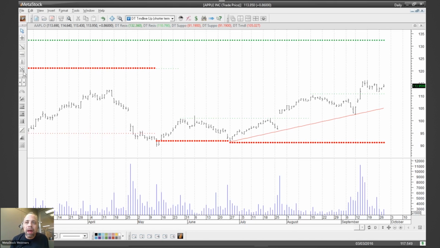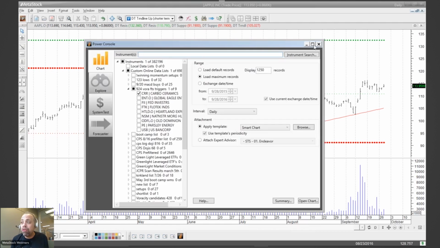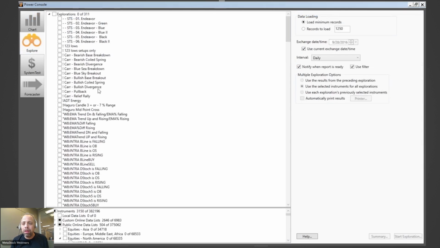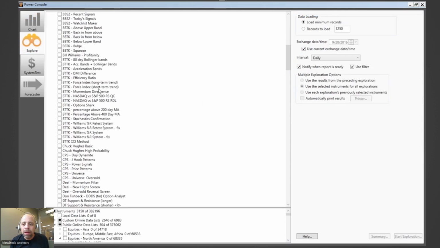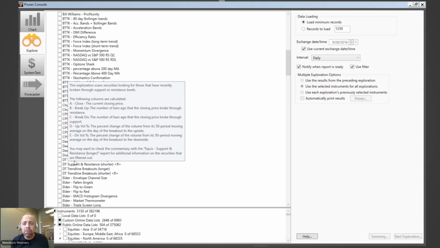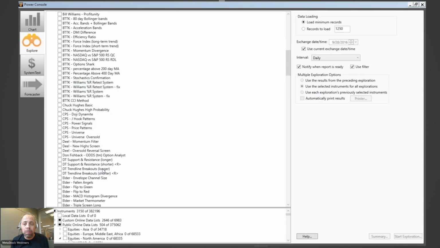Since these are automatically drawn, we can also automatically scan for them. Okay, so if you wanted to find a stock that had penetrated through support and resistance, we can come in here to the scanner. You can come in here to this Explorer, and we can just find under DT. So I'm just going to scroll down to my DT, either long-term support and resistance breakout or shorter-term support and resistance or trend line breakouts.